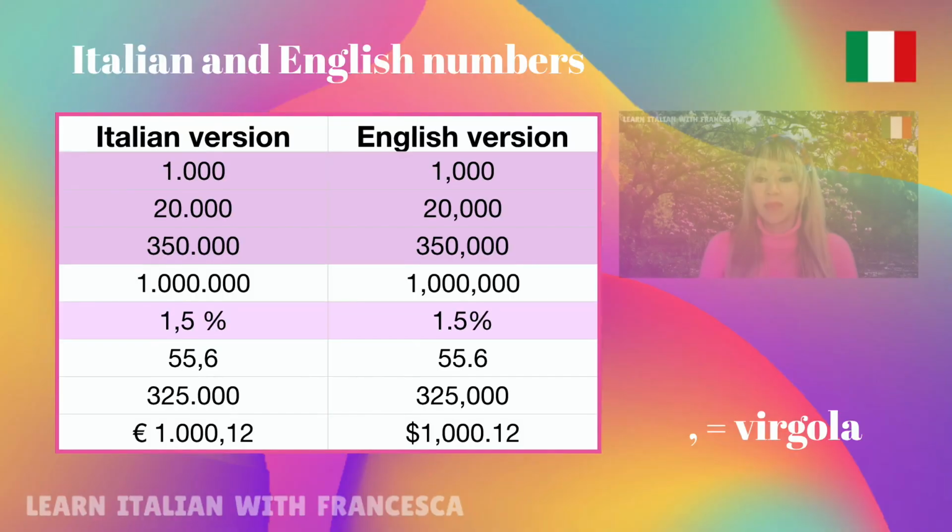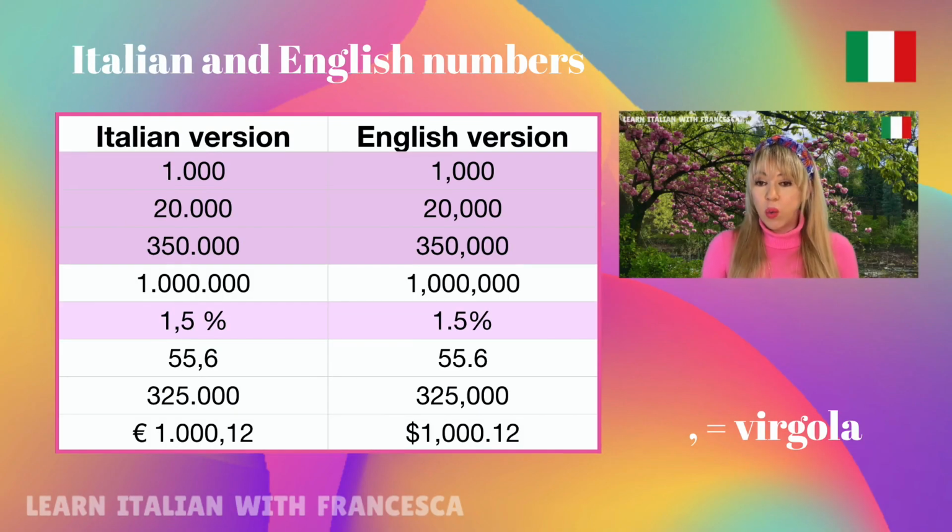Often in English, when writing numbers, we use a comma. For example, 1,000, 20,000, and 350,000. Well, in Italian, we don't use that comma. Instead, we use a point or a full stop. So they would look like this in Italian. 1.000, 20.000, and 350.000.